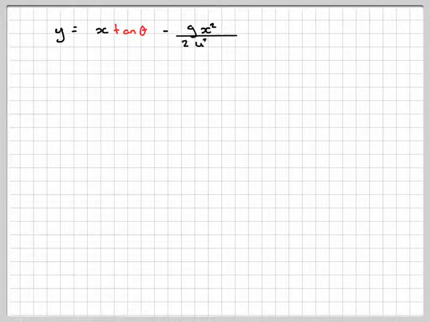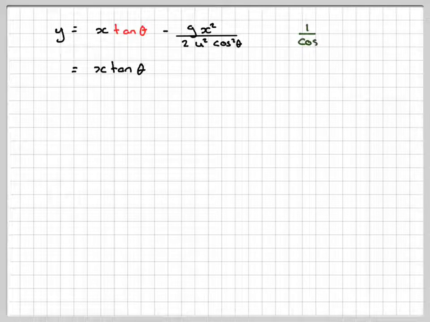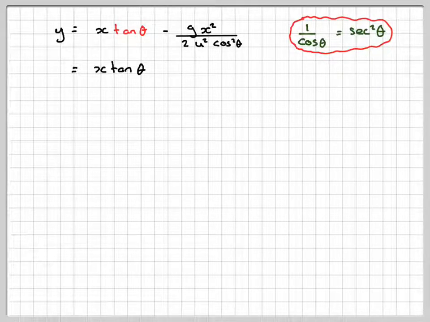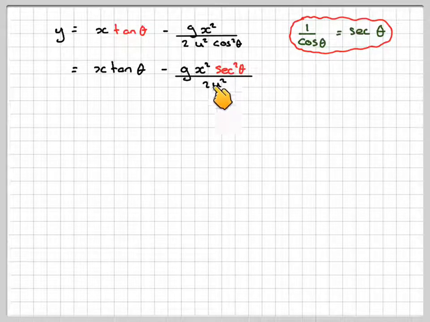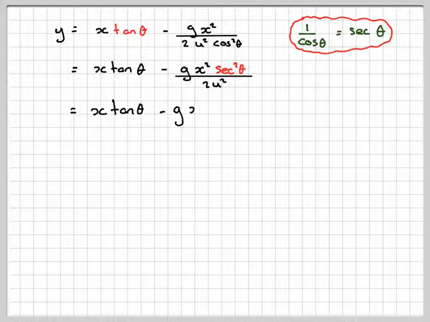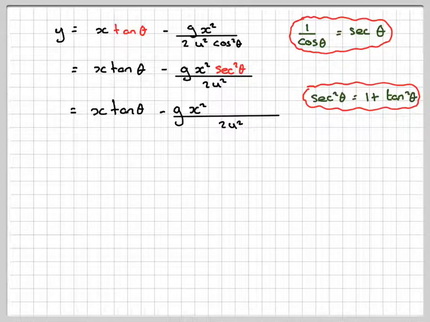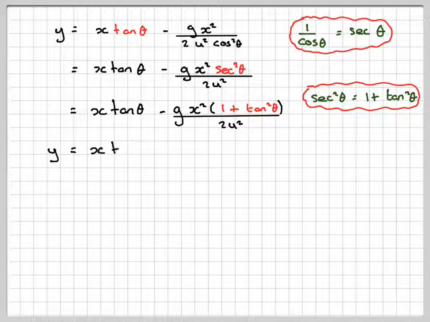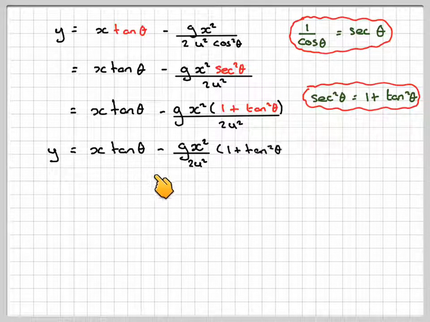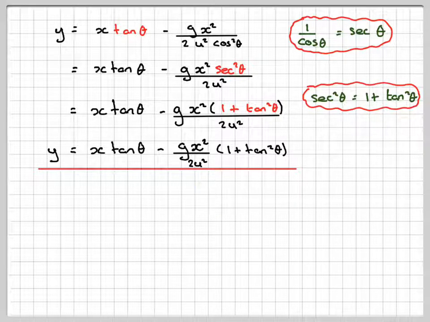Just write that out again. Right, so x tan theta. Now we know that 1 over cos theta is equal to sec theta. So this will become g x squared over 2u squared times sec squared theta. And we also know from our pure maths trigonometry, sec squared theta is equal to 1 plus tan squared theta. So we end up with a general equation of motion of y is equal to x tan theta minus g x squared over 2u squared times 1 plus tan squared theta.